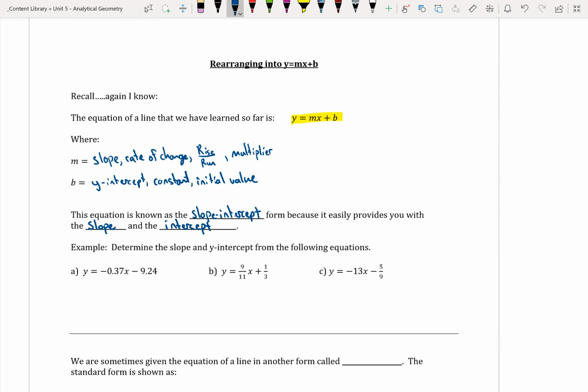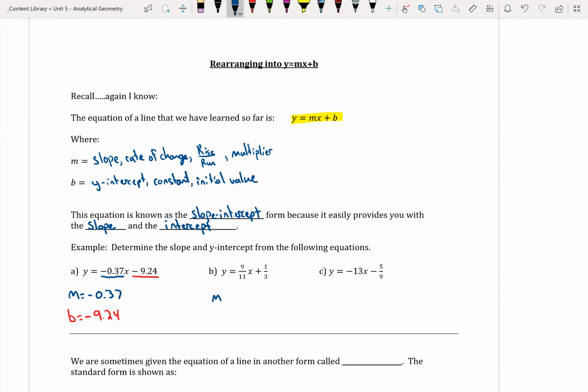If we look at our three examples here, we want to determine the slope and the y-intercept of the following equations. My m value, the slope, the rate of change, the multiplier, is the number that's being multiplied by the x. In this case, my m value is negative 0.37. My y-intercept is the constant, the number by itself. In this case, the b value is equal to negative 9.24. Make sure you're taking the negative in front of the number, both for the slope and for the y-intercept.